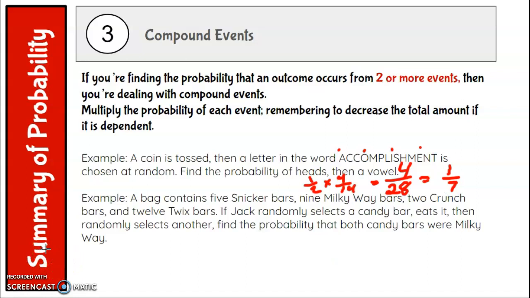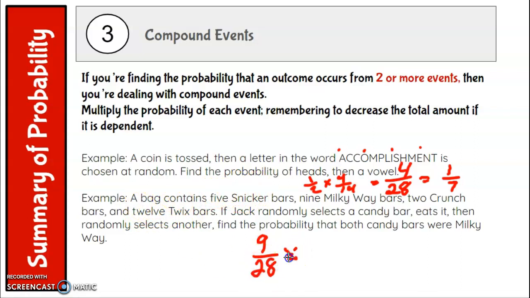Second example: a bag contains 5 Snickers, 9 Milky Ways, 2 Crunch, 12 Twix. If Jack randomly selects a candy bar, eats it, and then randomly selects another, find the probability that both candy bars were Milky Way. Okay, so there's 9 Milky Way out of 14, 15, 16, 28. Do I have that right? 9, 10, 11, 16 plus 12 is 28. Yes. Okay, but he ate 1.